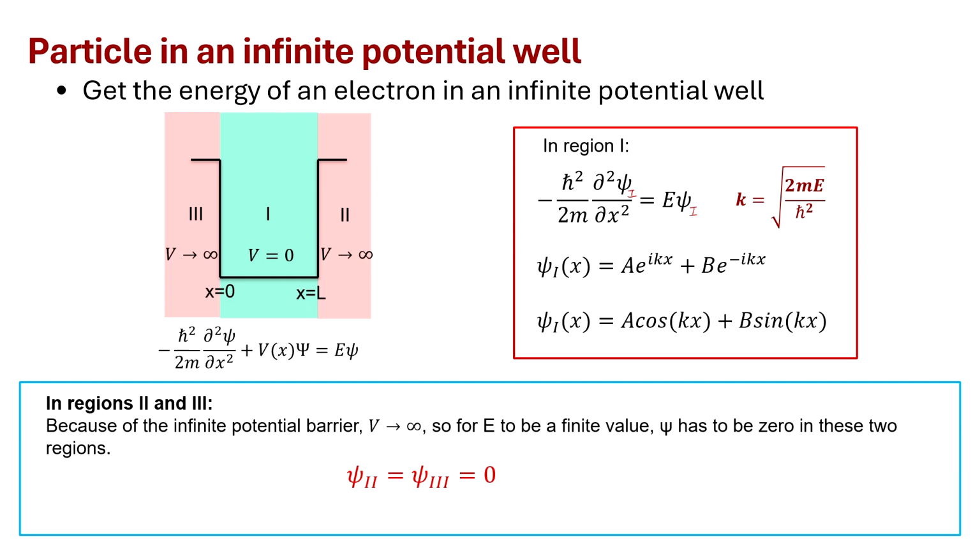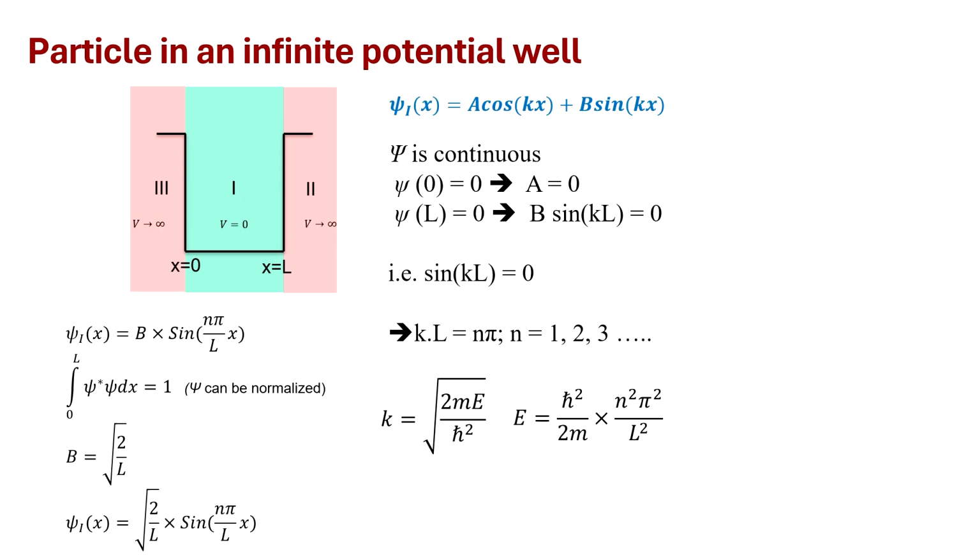We know that in regions 2 and 3, because of the infinite potential barrier at the walls of the well, psi has to be 0 within these two regions, and as a result we can take psi 2 and psi 3 to be equal to 0. If that is the case, then psi 1 of x we know is a cos kx plus b sin kx.